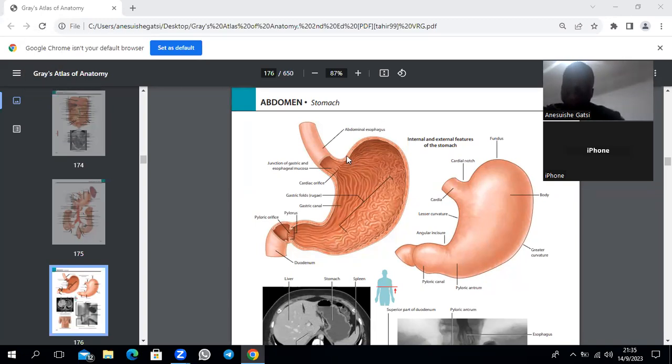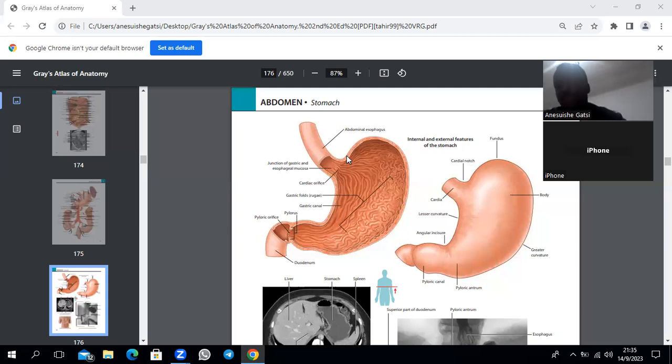The stomach is more or less the dilated part of the gastrointestinal system. Even when we go back to the embryology, we describe it as appearing as a fusiform dilatation of the foregut in the fourth week. So basically, we have a dilated part of your gastrointestinal system, which is the stomach.